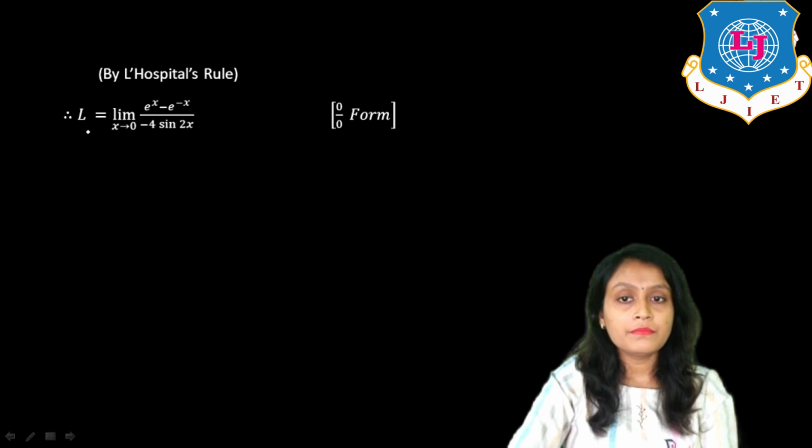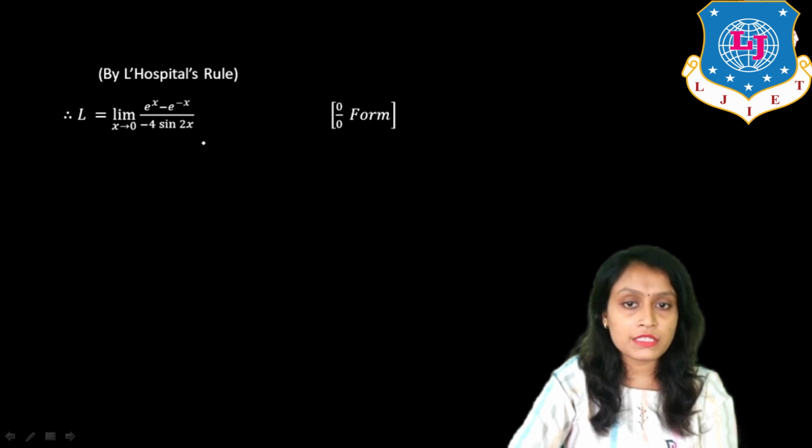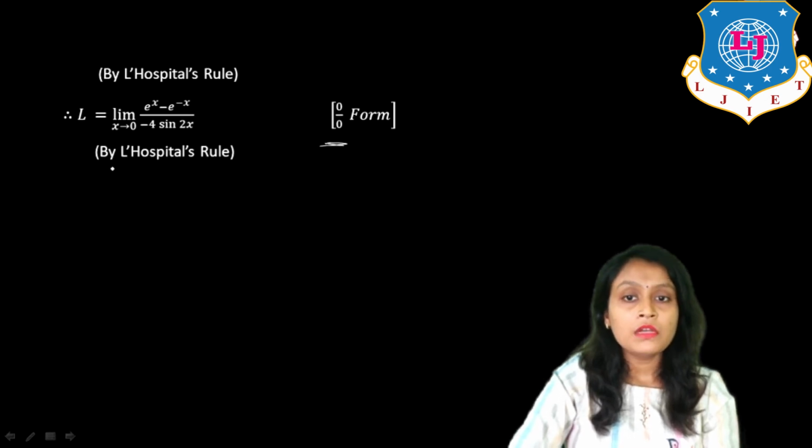So you will get limit x tends to 0 e raised to x minus e raised to minus x upon minus 4 sin 2x. Again if you substitute x is equal to 0, you will get the form 0 by 0. So we have to apply L'Hospital's rule, right? So further we have to take the derivative of numerator and denominator. So on derivative you will get e raised to x plus e raised to minus x upon the derivative of sin 2x, that is 2 cos 2x. So here you will get minus 8 cos 2x.